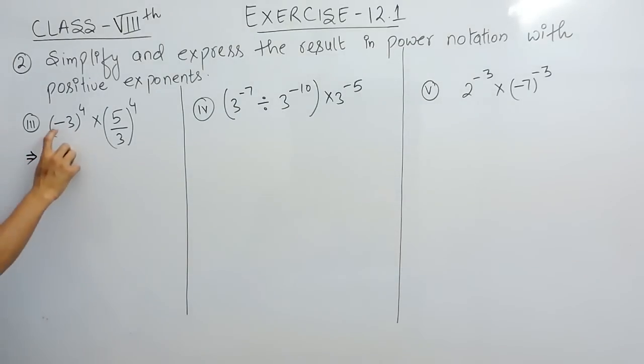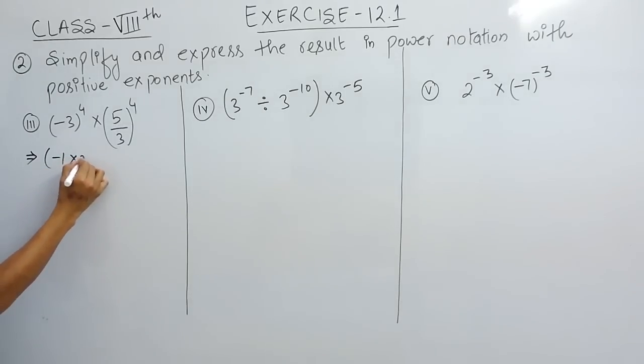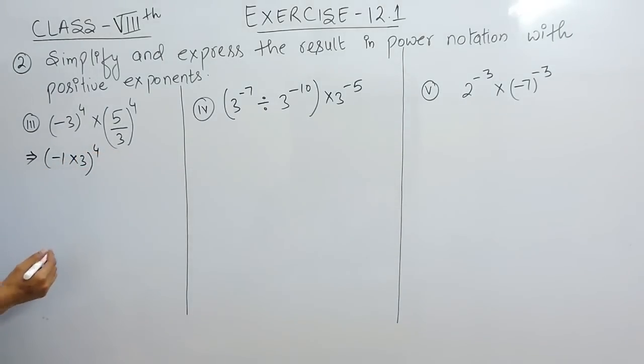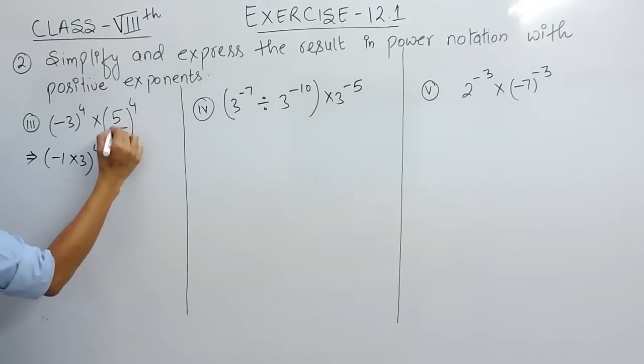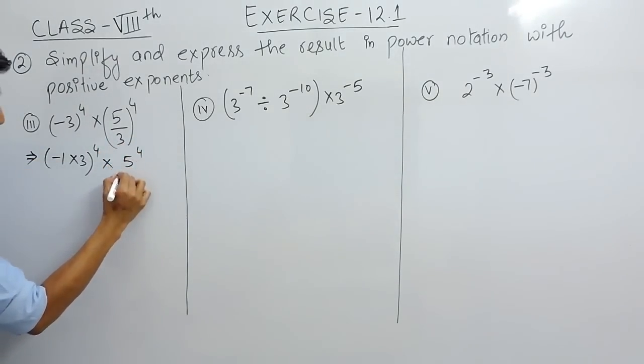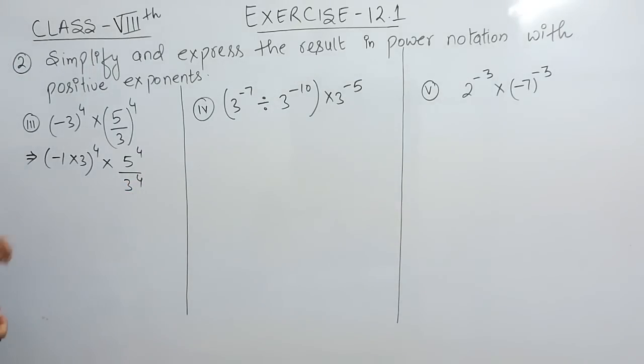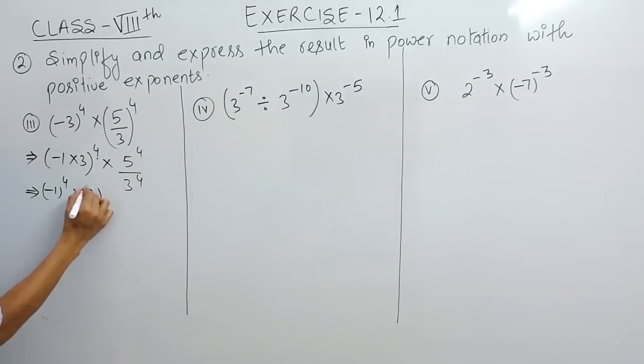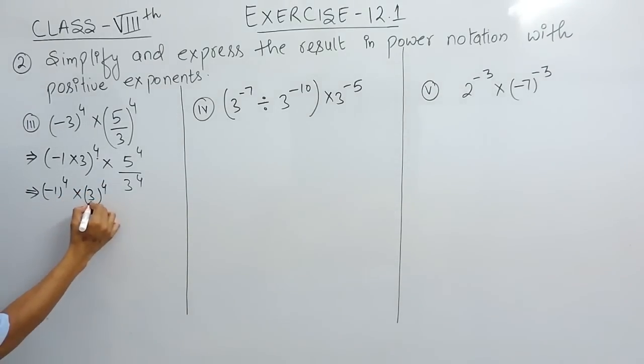In this, minus 3 raised to power 4 can be written as minus 1 multiplied by 3, all raised to power 4. I have already discussed this in the previous video. The numerator can be written as 5 raised to power 4 and 3 raised to power 4. Whenever there is a number raised to some power, the power should be taken with both the numbers. Similarly here also, raised to power 4 must be with minus 1 and with 3.